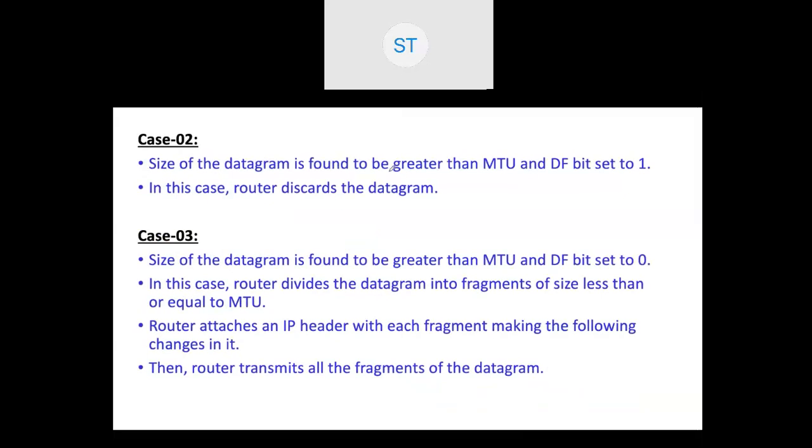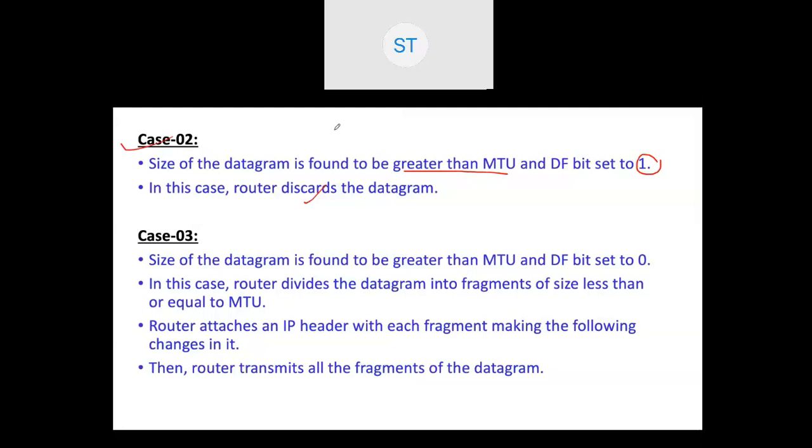Case two: the size of the datagram is greater than the MTU, meaning the same packet cannot travel in that particular network as it is because of the size constraint, but the DF bit is set. In that case, it will discard the datagram, because DF gives the indication do not fragment. That's why no fragmentation is allowed. But the MTU is less, so there is no remedy, drop the data.